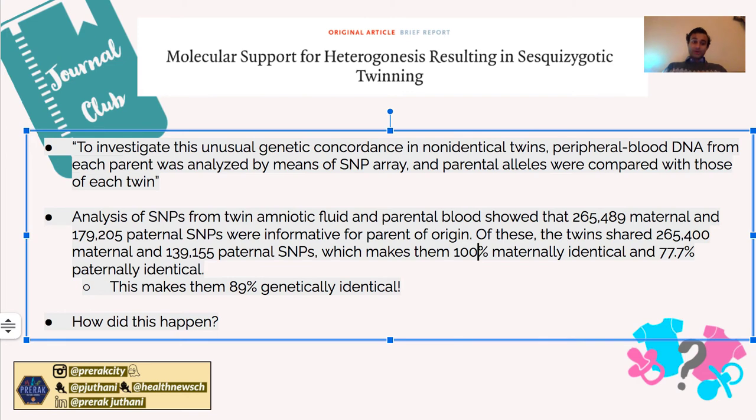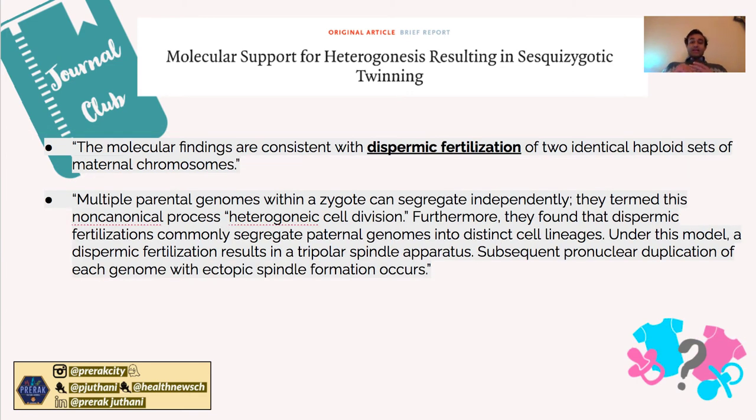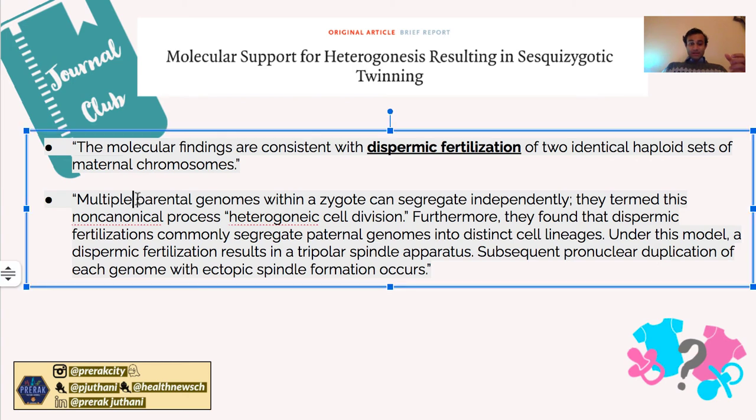But what they ultimately found was that there likely was a dispermic fertilization of one maternal egg. And that ultimately led to a zygote that had multiple paternal genomes that segregated independently. This is called heterogenetic cell division, and I'm going to show you a picture of this later. And they also found that dispermic fertilization can lead to different embryos that share the maternal DNA, but the paternal DNA is going to be different in each of them.